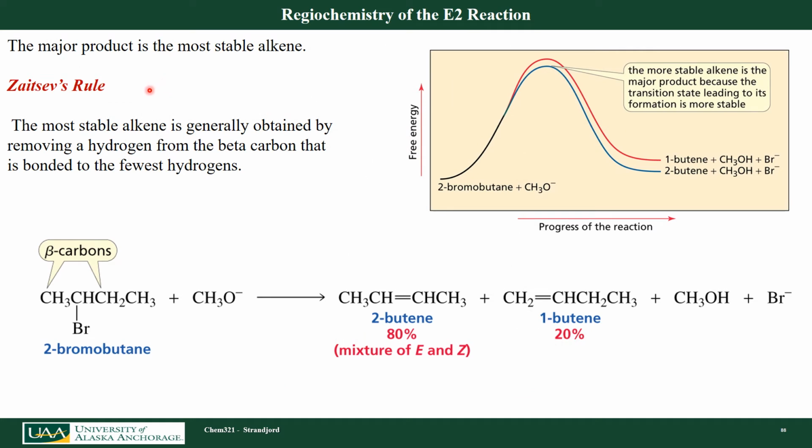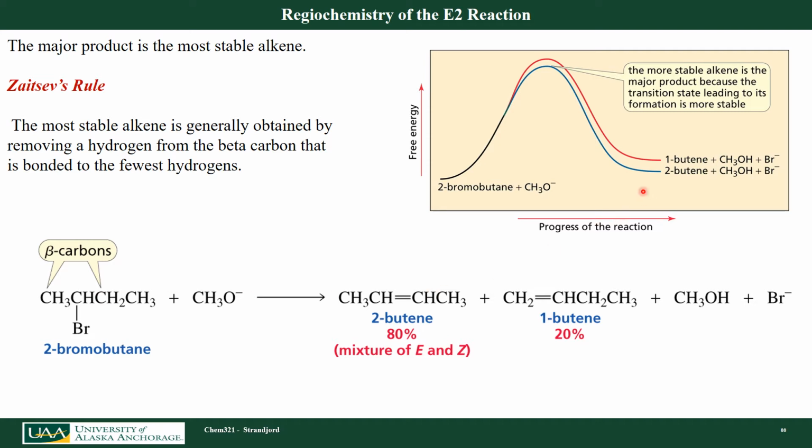What experimentalists have found out is that the most stable alkene is generally obtained by removing a hydrogen from the beta carbon when I have more than one choice. For example, if I look at 2-bromobutane, I have two choices here. I have this first beta carbon here with the hydrogen on it, and I have a second beta carbon with a hydrogen on it. I could actually do an elimination reaction with either of those two.